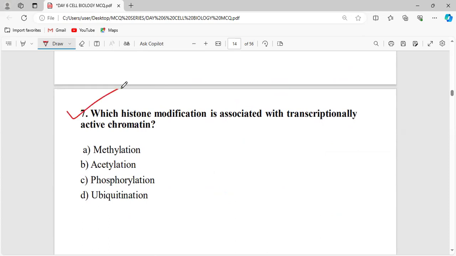Which histone modification is associated with transcriptionally active chromatin? And before that, you should say what is known as active chromatin. What will be the technical term? Active chromatin. Very good. And what modification will happen in the case of active chromatin?